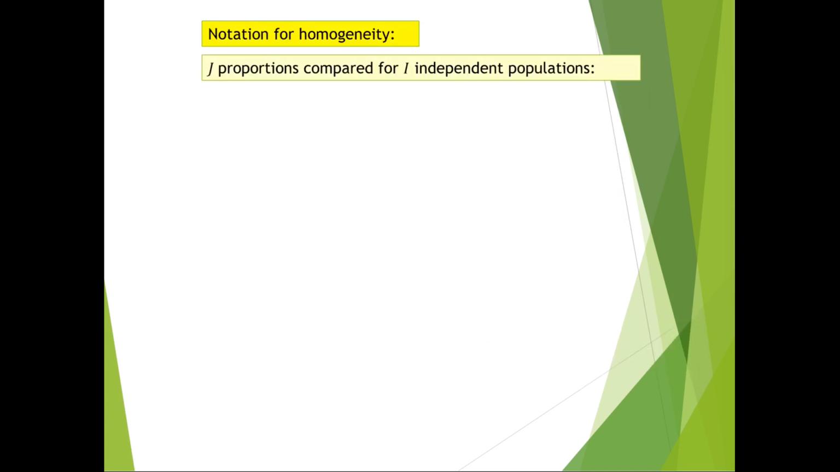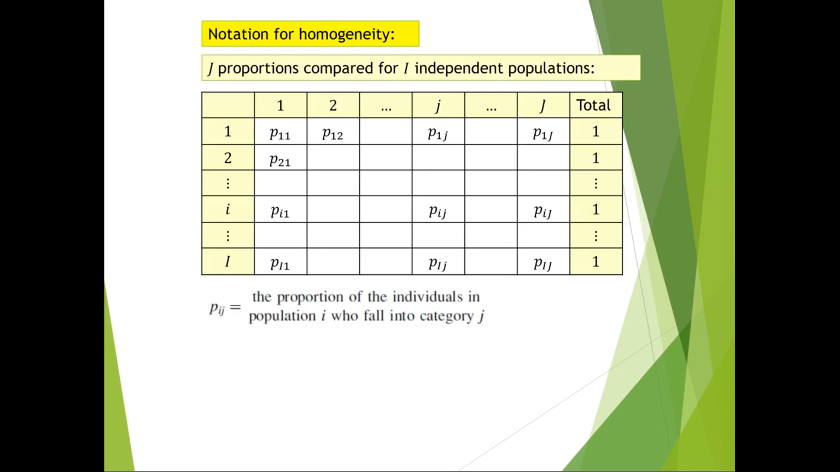So the notation for homogeneity is we're going to work with J proportions that are compared for I independent populations. Now, the proportions within these populations will add up to 1 for each population. And therefore, Pij in this case represents the proportion of the individuals in population I who fall into category J.